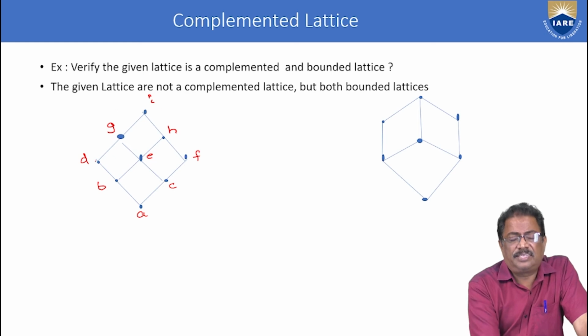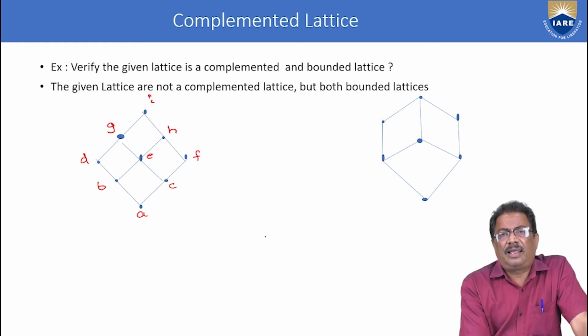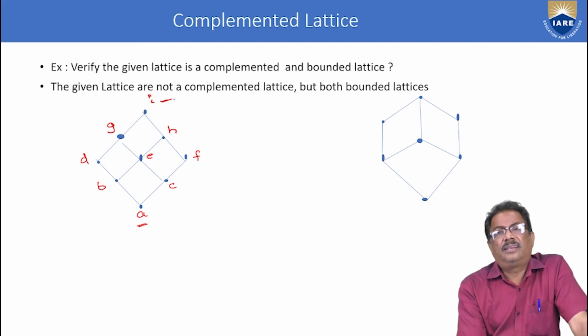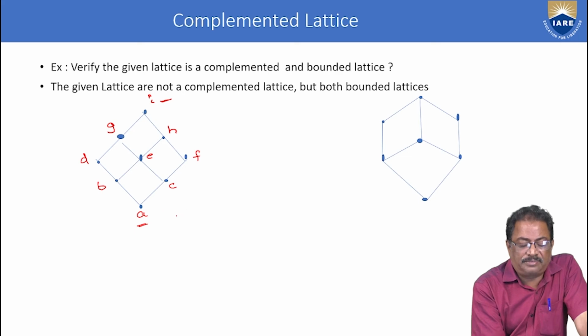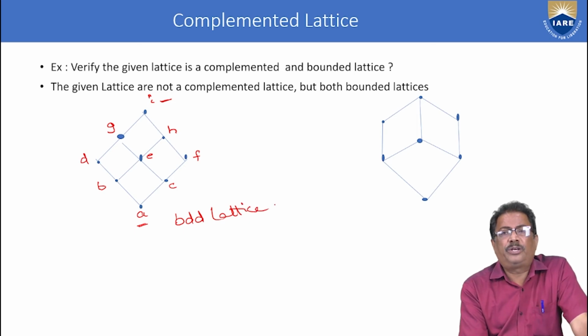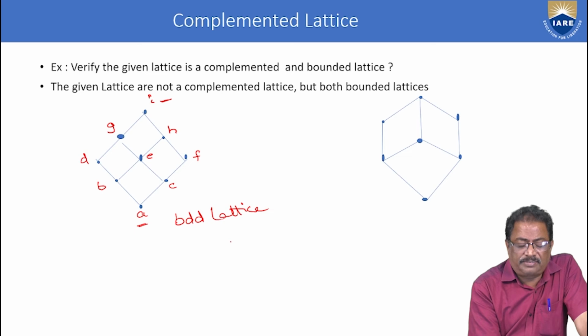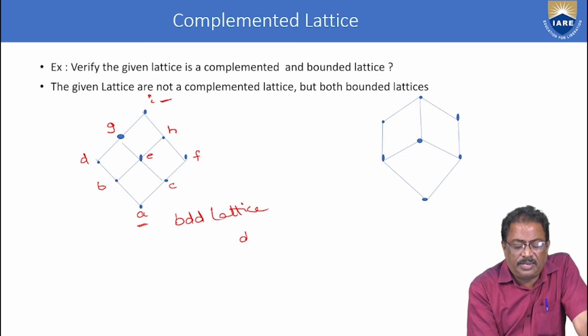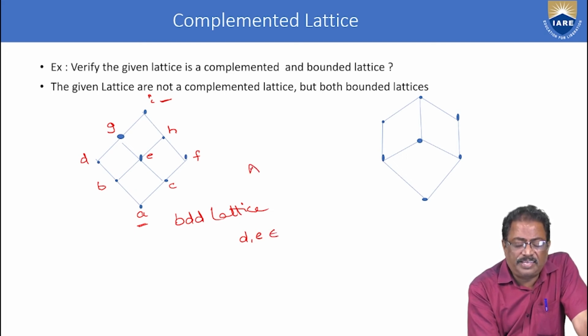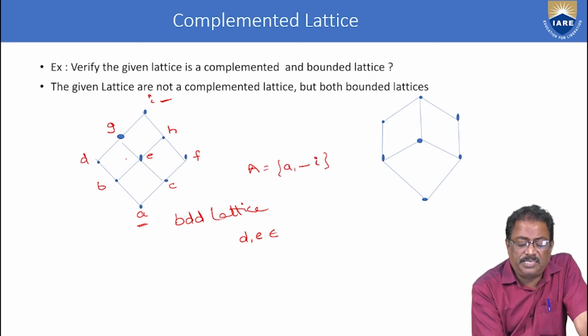Now let us go for this one. I am just considering this lattice. It has a least and a greatest element, so it is a bounded lattice. Now we have to verify any two-element set. Let us take D, E. I am taking D, E from the set A = {A, B, C, D, E, F, G, H, I}.